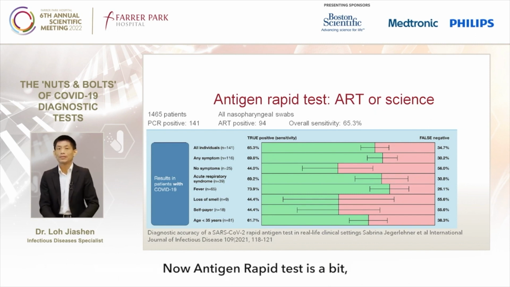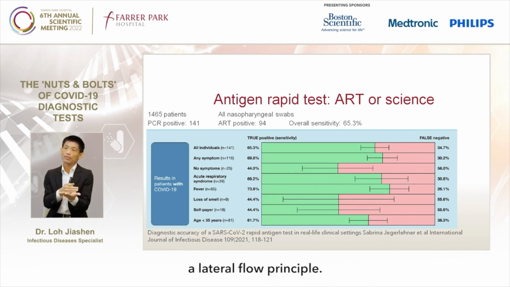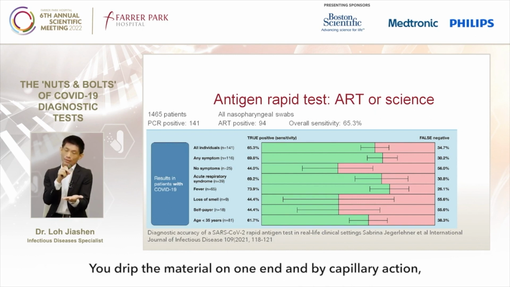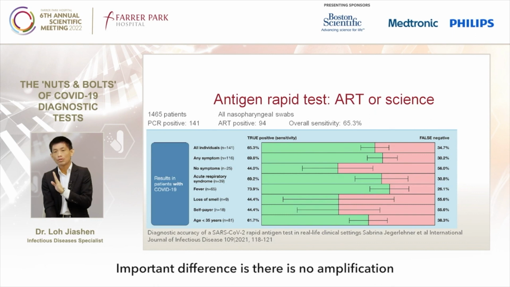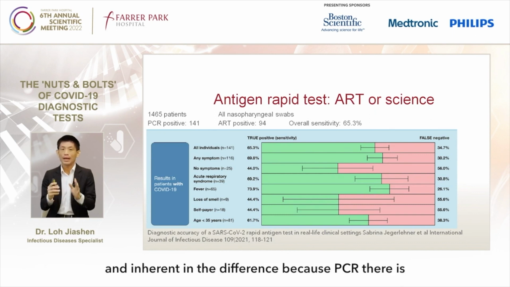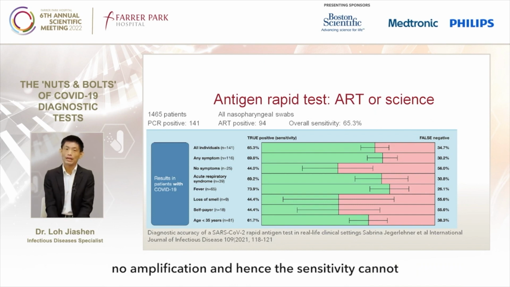Now, the antigen rapid test, well, we're all familiar with the pregnancy test. It works on a lateral flow principle. You drip the material on one end, and by capillary reaction, it just flows across the filter paper. The important difference is there is no amplification. With PCR, there's amplification, so small amounts can amplify. With ART, there's no amplification, and hence the sensitivity cannot be as good.